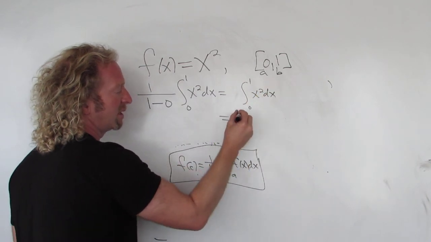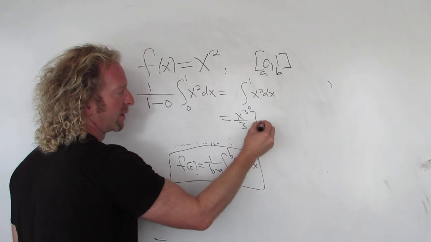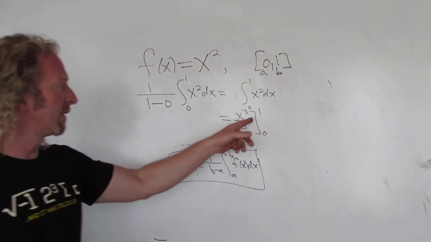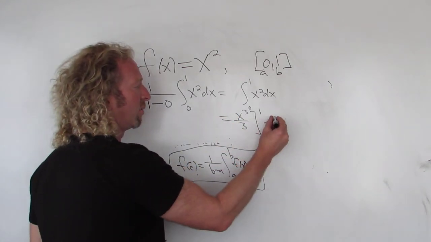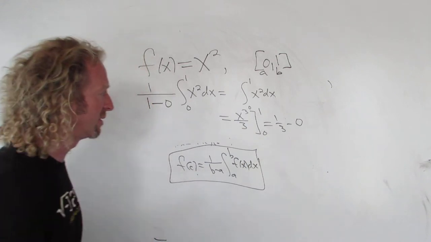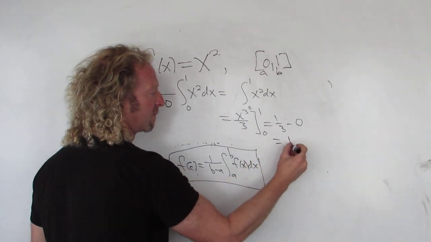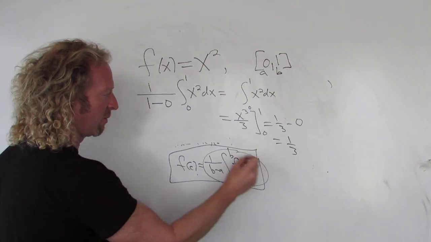When you integrate x squared, you get x cubed over 3, and we're going from 0 to 1. Then the fundamental theorem of calculus says you plug in the 1, subtract, and plug in the 0. So you get 1 third minus 0, because 0 over 3 is 0. So you just get 1 third. We worked this out, and we got 1 third.